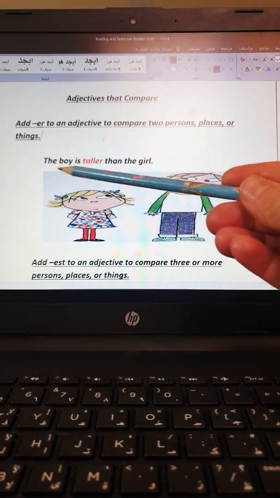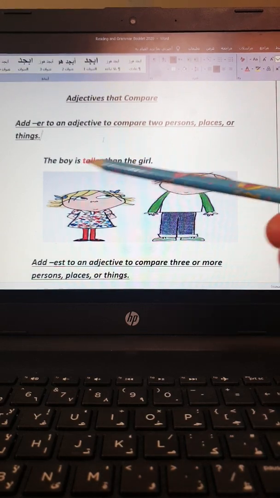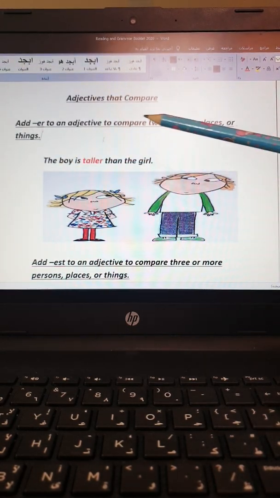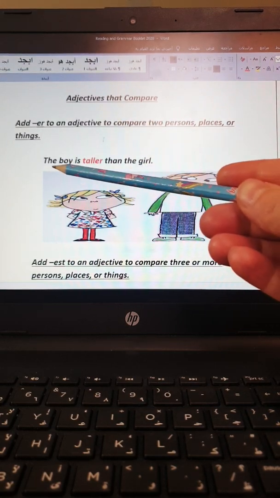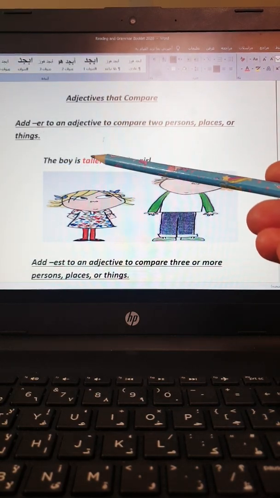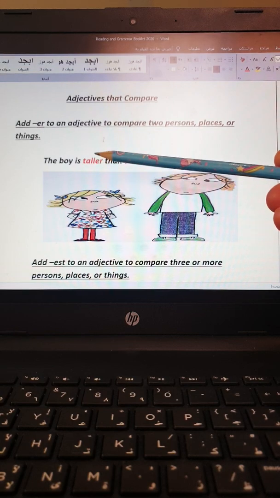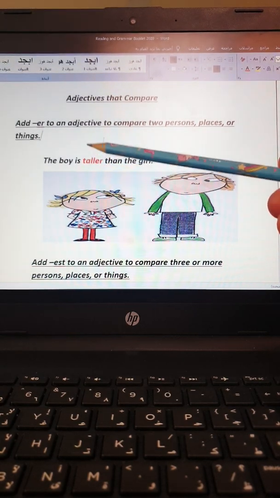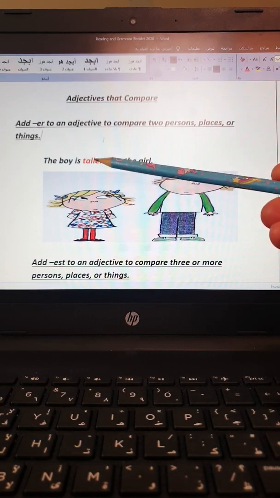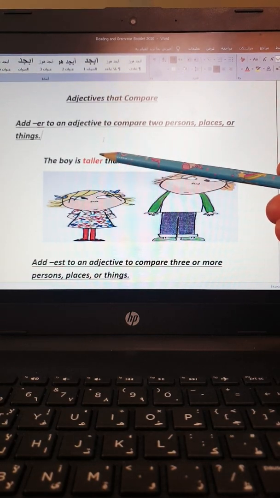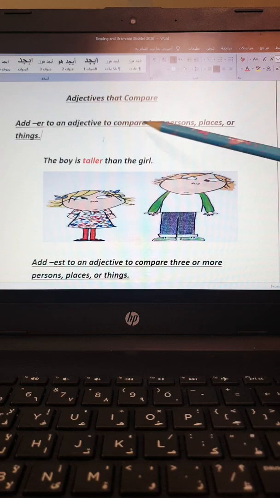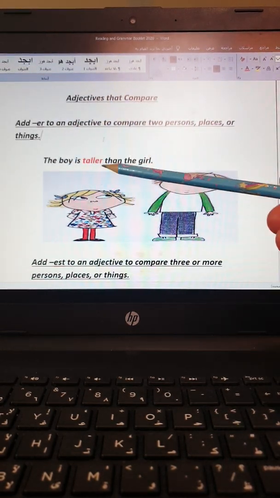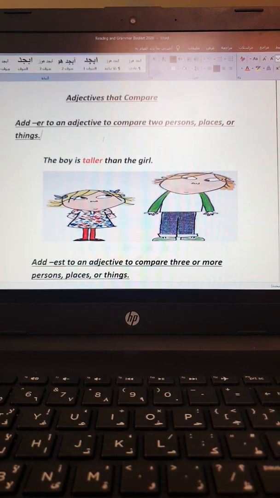So here I have a boy and a girl and I'm comparing between this boy and girl. Okay? So the sentence here: the boy is taller. I have the base word tall and the ending er. So we use er to compare two persons, places, or things. The boy is taller than the girl.